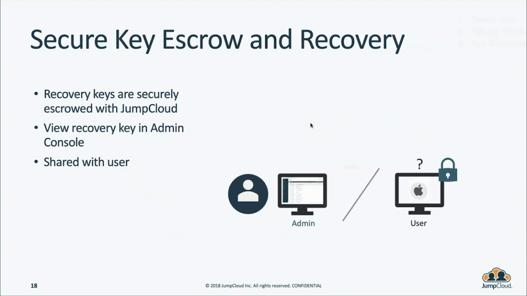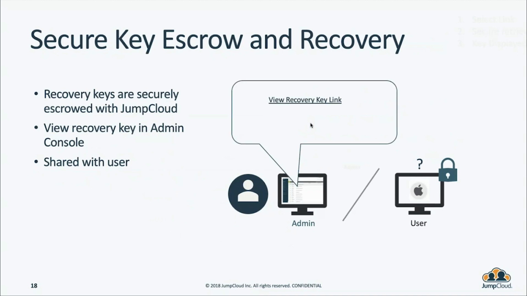And what about secure key escrow and recovery? Let's say a user loses their key. All you have to do is open up the JumpCloud admin console, and you can view this from the policy. You can go to the policy and look there, or you can go to the system itself and simply select the recovery key link. From there, a secure connection pulls the recovery key and presents it to you, and you can present that to the user so they can get back in. So basically it's completely covered within the admin console.